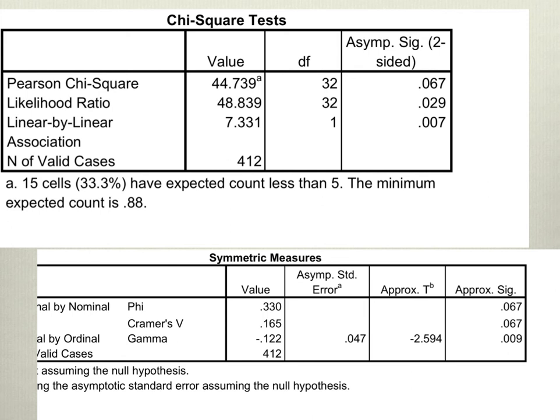Also note that gamma is negative 0.122. Weak, but definitely worth noting. I would say with a larger sample size, we probably would achieve statistical significance. Chi-squared is affected by sample size. If you don't have a large enough sample, even if there's a relationship, you may not be able to reject the null.